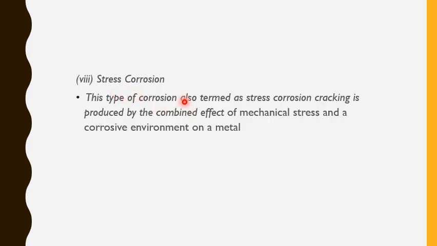Stress corrosion. This type of corrosion, also termed stress corrosion cracking, is produced by the combined effect of mechanical stress and a corrosive environment on the metal. For example, there is a weight on the metal surface, and there is a corrosive environment. So there is the combined effect of the weight, that is stress, and the corrosive environment, and these two combined corrode the metal. This type of corrosion is called stress corrosion.